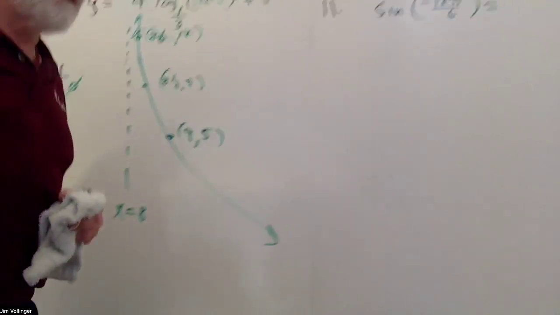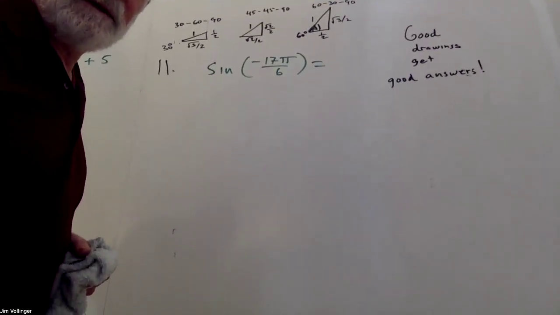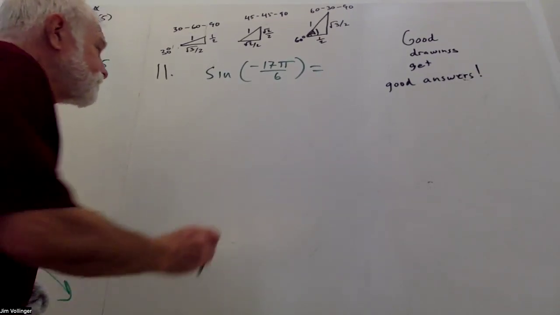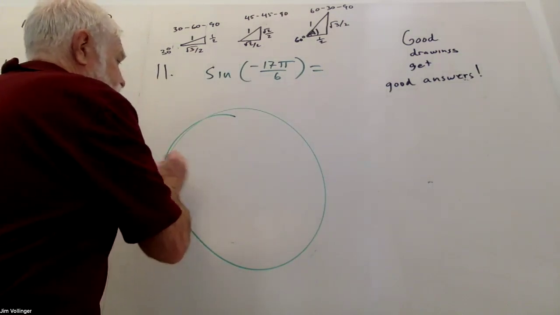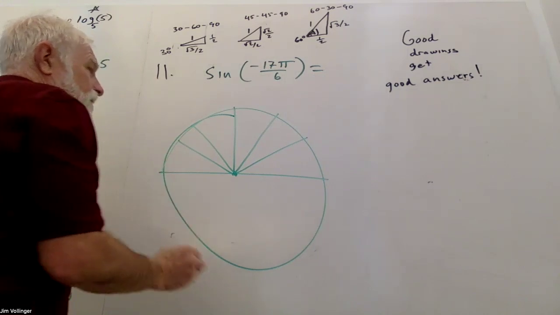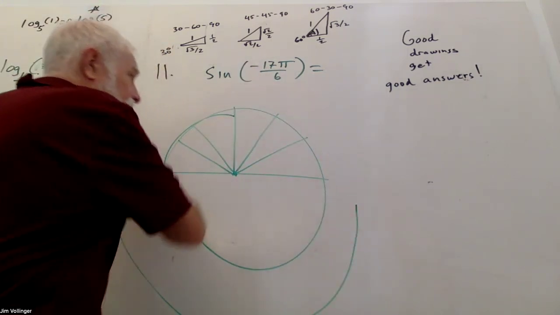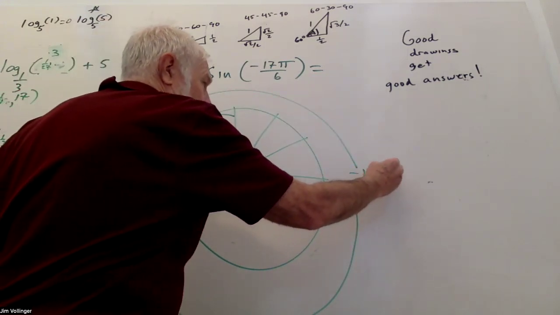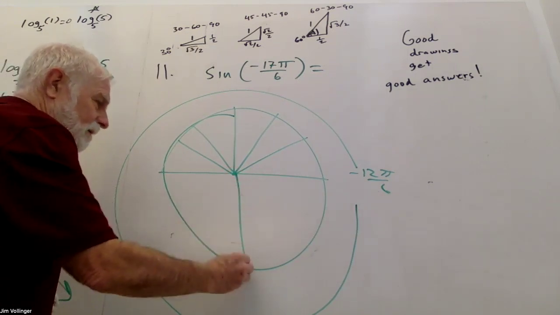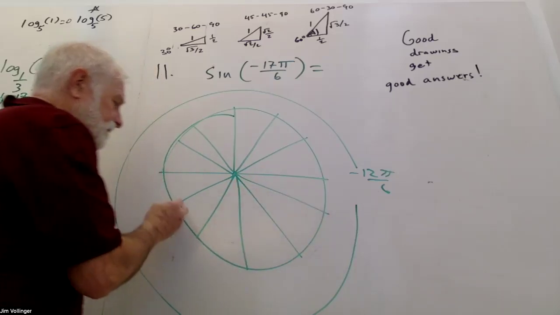Sine of negative 17 pi over 6. I hope I had this up high enough. Circle. Chunks of 6. Which means that minus 12, oh, going this way, minus 12 pi over 6. To get to 17, I need another 5. Okay, and that's going to put you here.